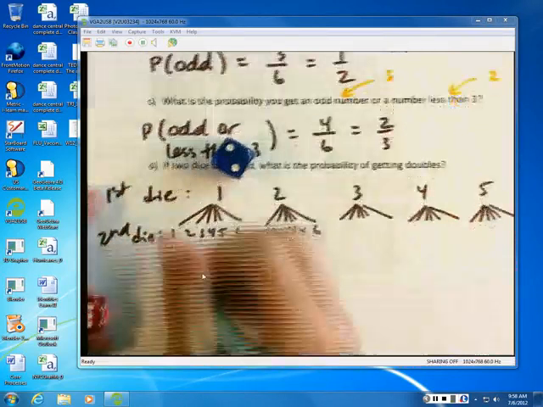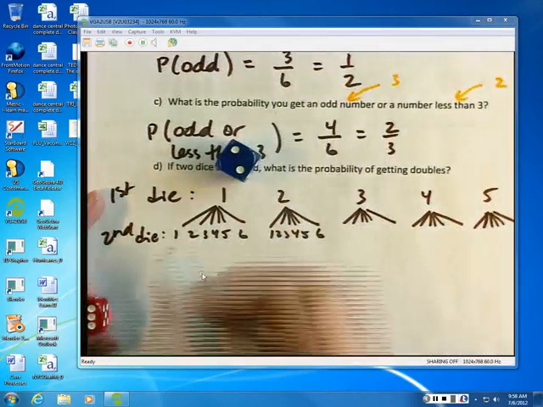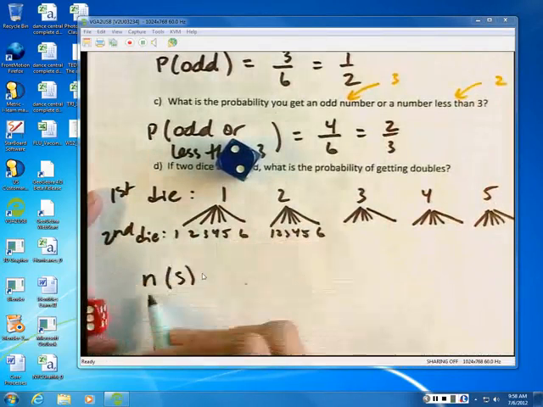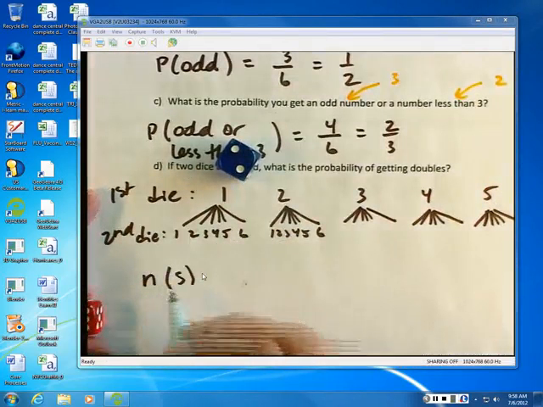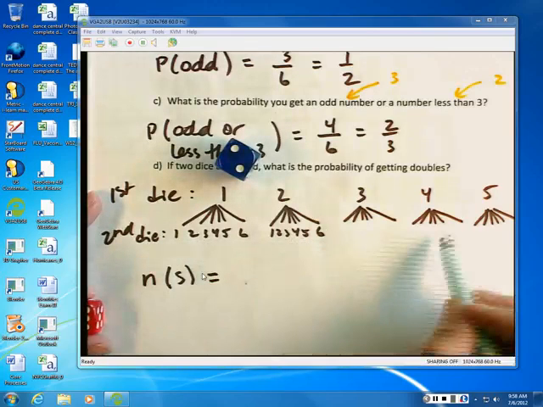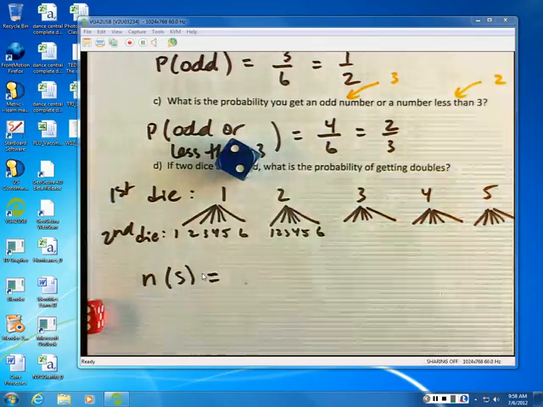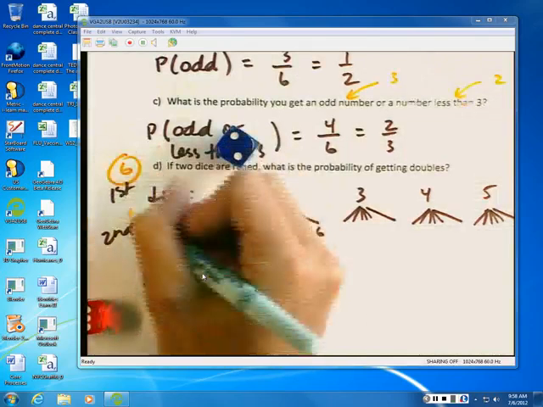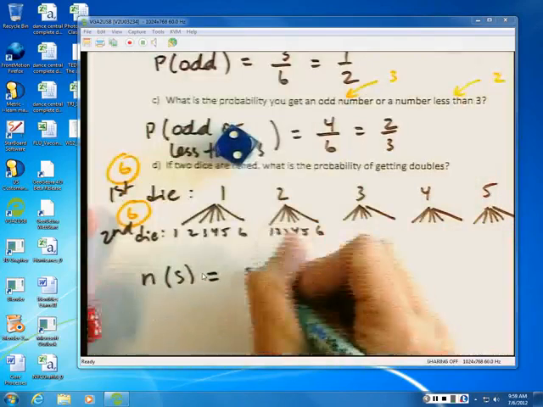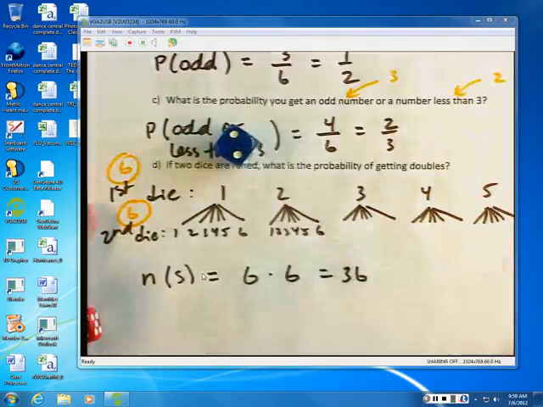So the total number of outcomes, this is a tree diagram. I'm not going to list my sample space as S equals set brackets, but I will tell you the number in that sample space. There's another way to represent the number in the sample space, just being really specific. There are 6, 12, 18, 24, 30, 36. Or you can say there are 6 possibilities on the first die, 6 possibilities on the second die. That tree diagram means I need to multiply. So I do 6 times 6, first die times second die, for 36.